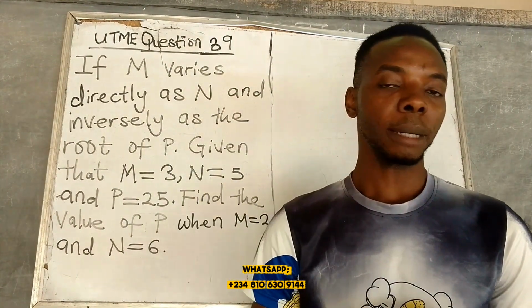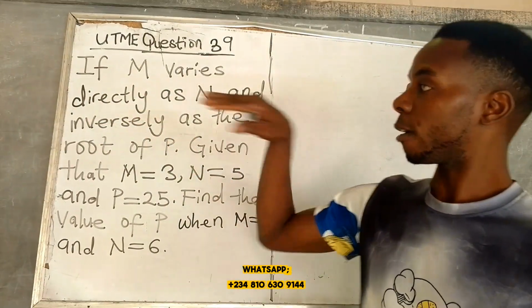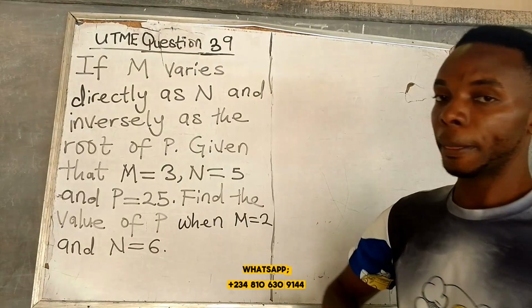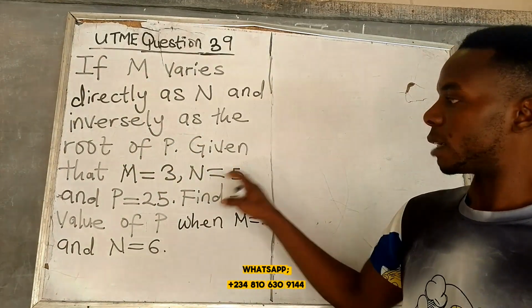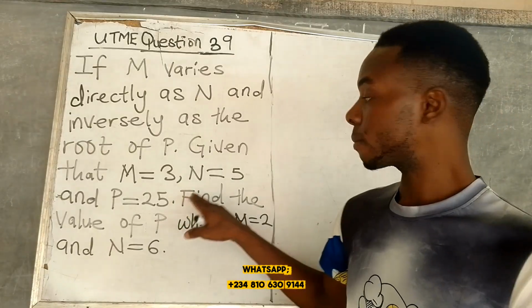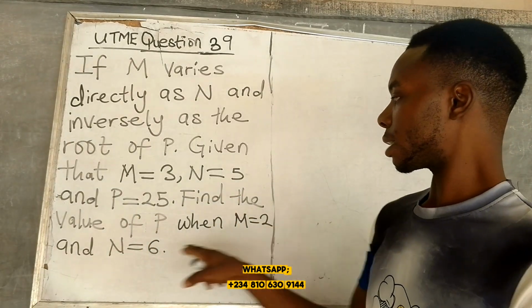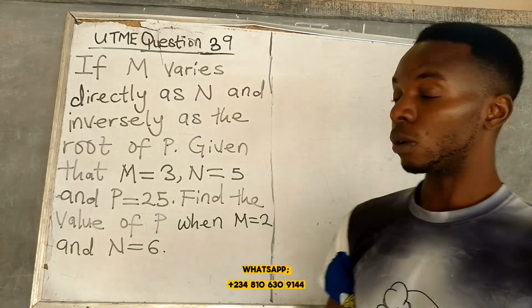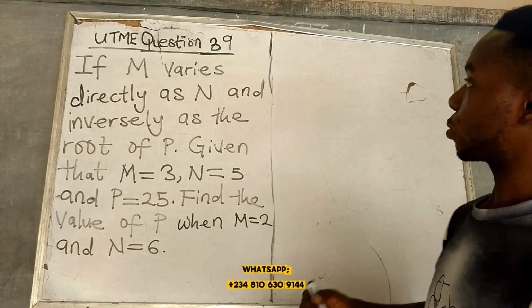In this class, we'll be talking about the ninth question. This question states that if m varies directly as n and inversely as the root of p, given that m is equal to 3, n is equal to 5, and p is equal to 25, find the value of p when m is equal to 2 and n is equal to 6. Let's write out this question.